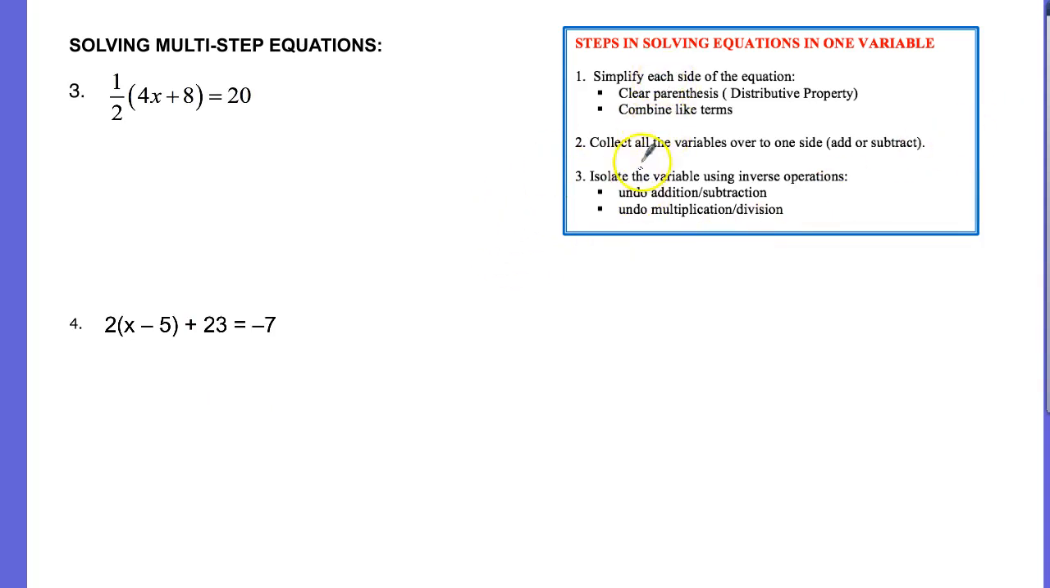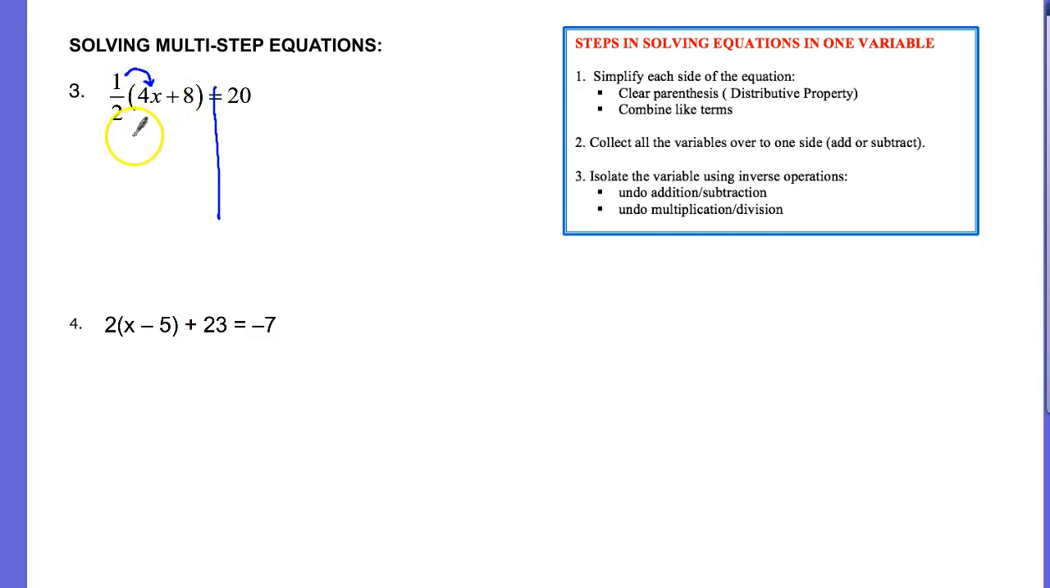Okay, again, we're going to go through the steps. So on the left side, is this simplified? Nope, because we have parentheses. We have to clear parentheses by using the distributive property. Right now, you have 1/2 of 4x and 8. So you have to take half of each of these.